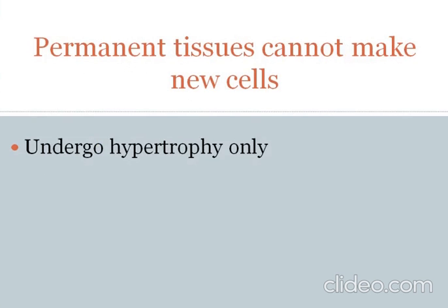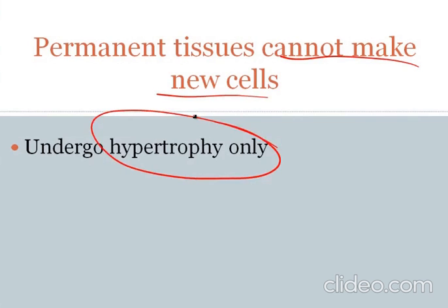One important exception to this general principle is permanent tissues. Now, permanent tissues, they do not have stem cells, and because they do not have stem cells, they cannot make new cells. Hence, because they can't make new cells, they won't be able to undergo hyperplasia, and so they'll undergo hypertrophy only. This is a very high-yield topic.